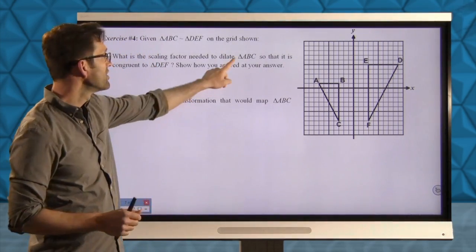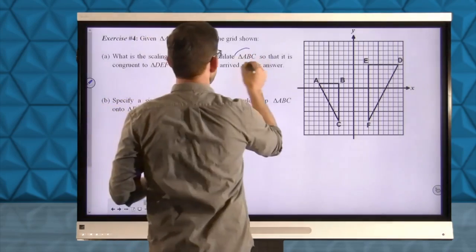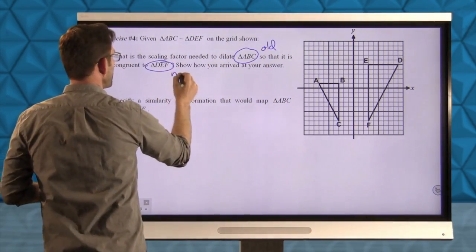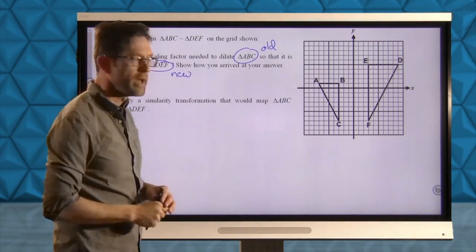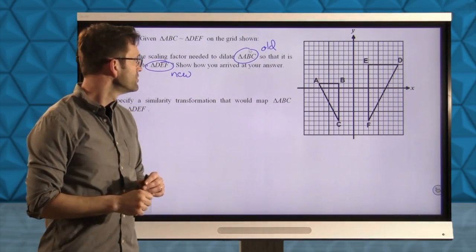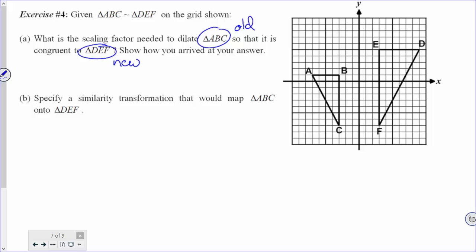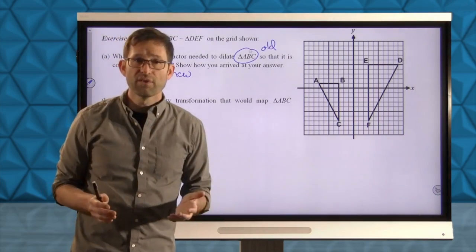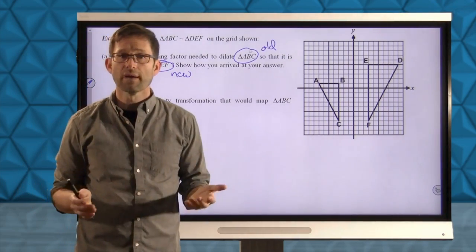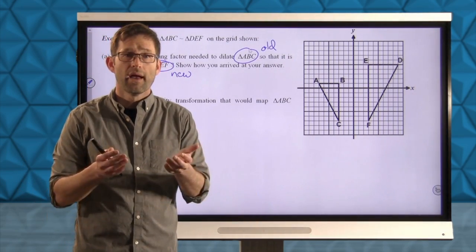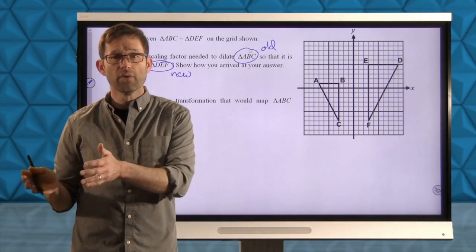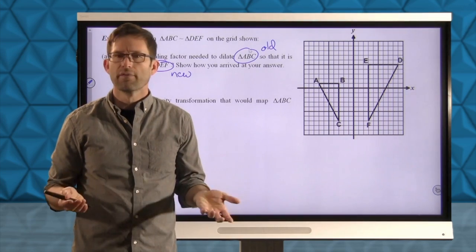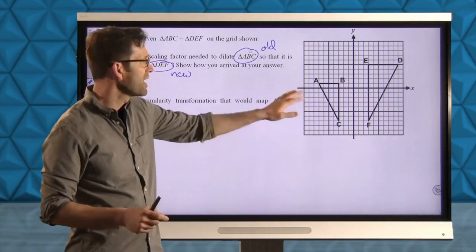Remember, to dilate ABC, so this is the old, to get DEF, and that's the new. Go ahead, think about that for a minute. All right, let's go through it. Well, all you really have to do is come up with two sides that correspond to one another and divide their lengths, taking the new length and dividing it by the older length. 2 of the 3 lengths are very, very convenient. One of them is not, and that's that hypotenuse.